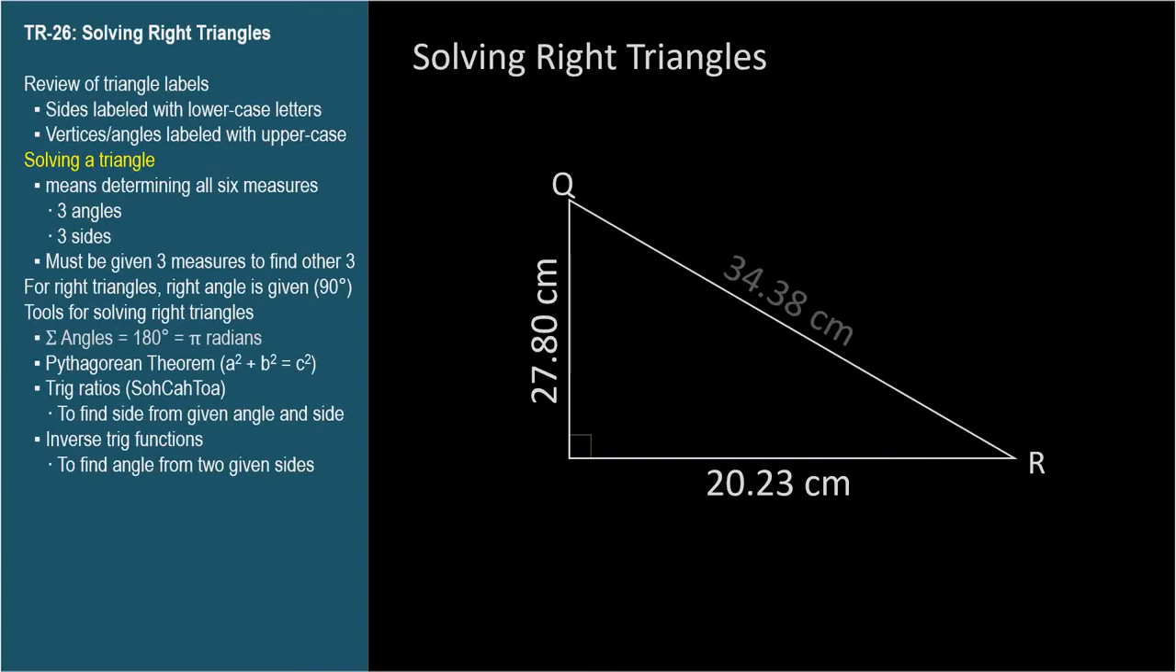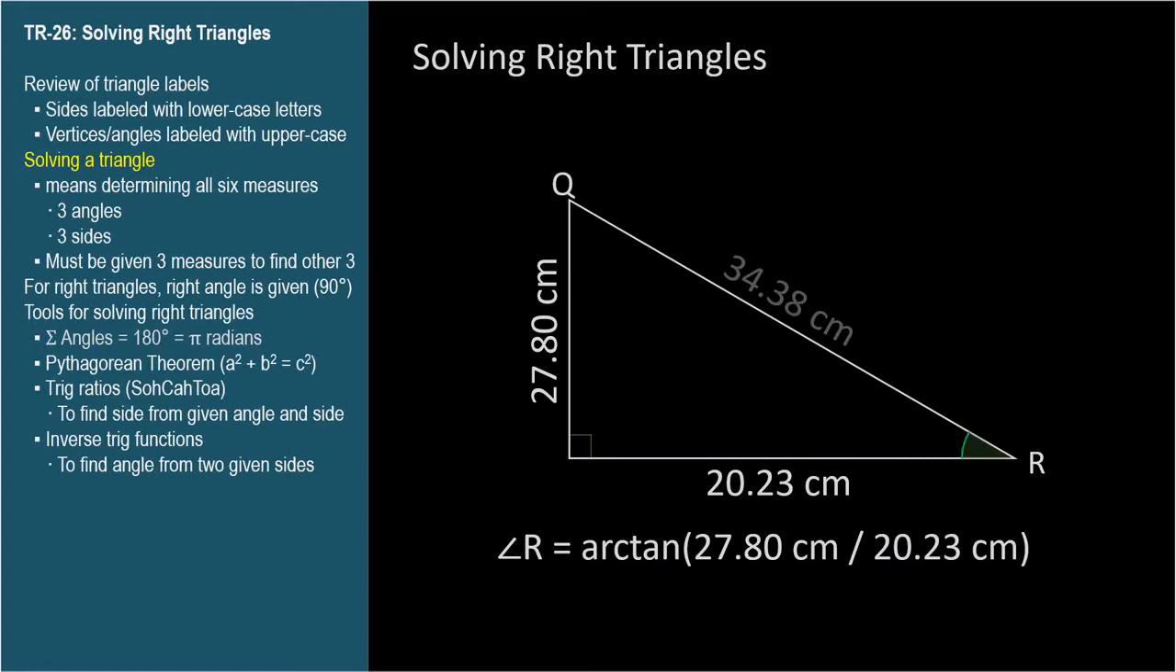Which we'd like to find using provided values of 27.80 and 20.23 centimeters. It's a good thing we just covered inverse trig functions. Angle R is the angle whose tangent is 27.80 divided by 20.23. We chose tangent because opposite and adjacent are the sides we were given. The angle whose tangent means arctan, so R equals arctan 27.80 over 20.23.